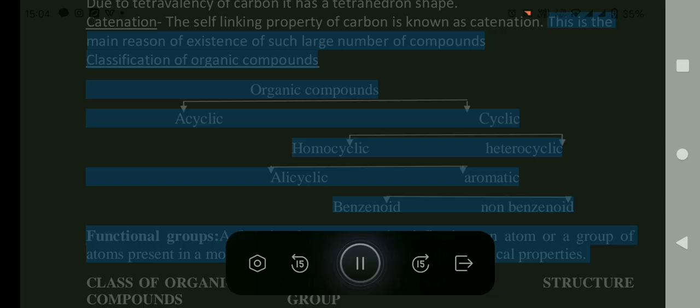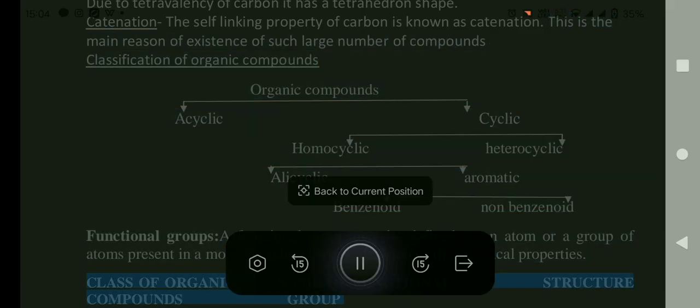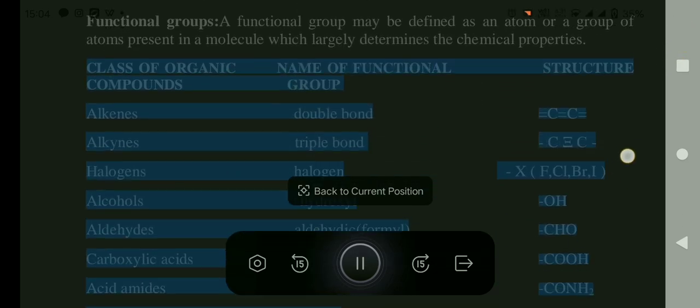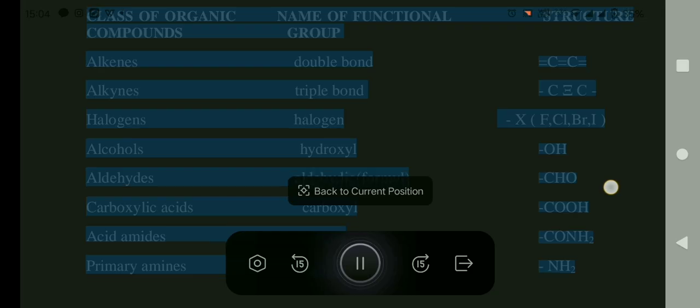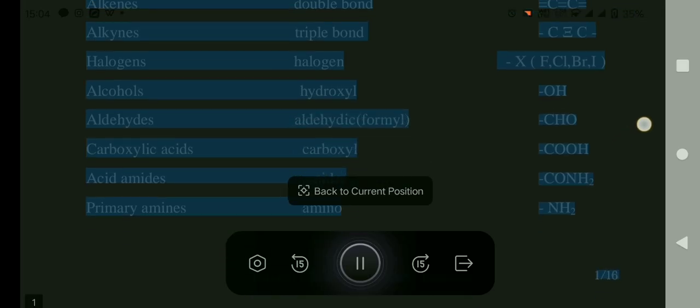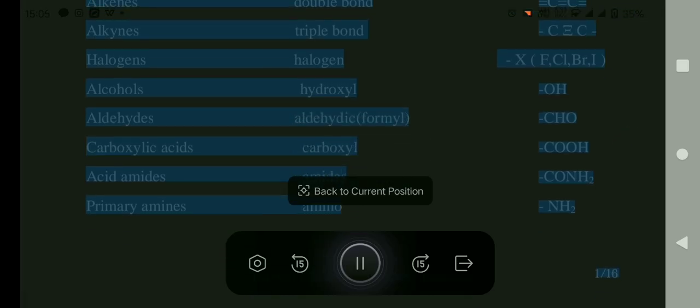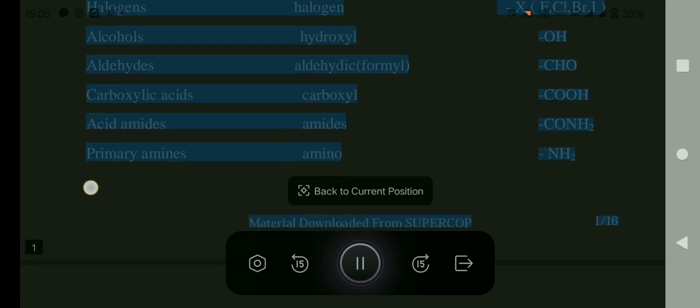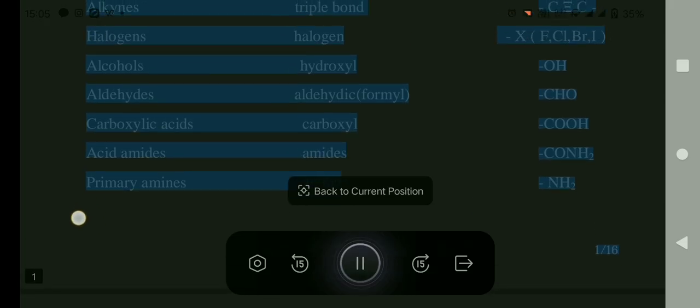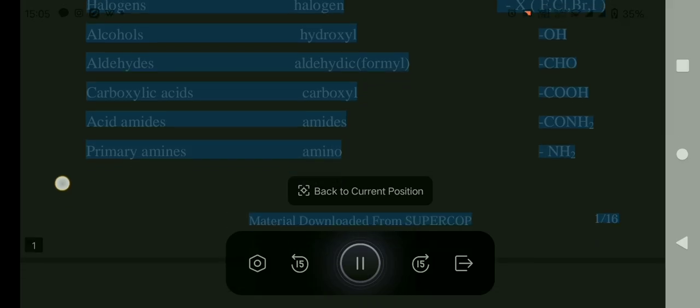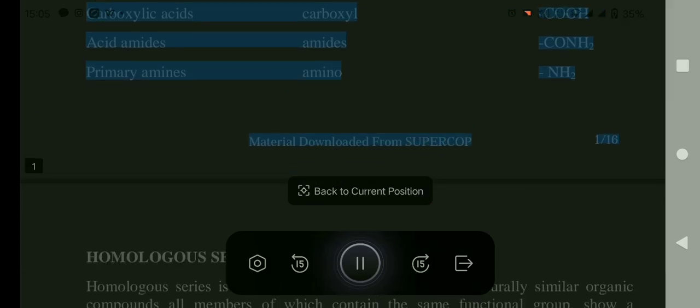Functional groups. A functional group may be defined as an atom or a group of atoms present in a molecule which largely determines the chemical properties. Classes of organic compounds and their functional groups: alkenes, double bond C=C; alkynes, triple bond C≡C; halogens, X: F, Cl, Br, I; alcohols, hydroxyl, OH; aldehydes, aldehydic, CHO; carboxylic acids, carboxyl, COOH; amides, CONH2; amines, amino, NH2.